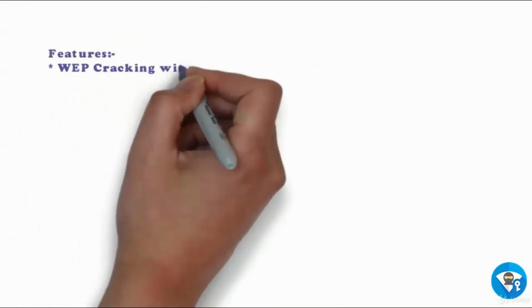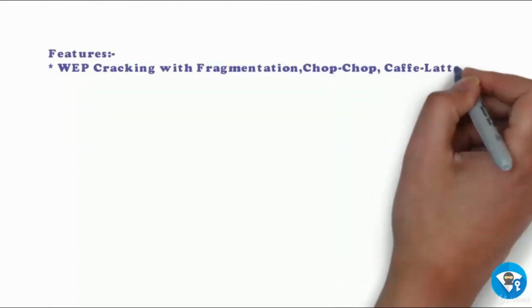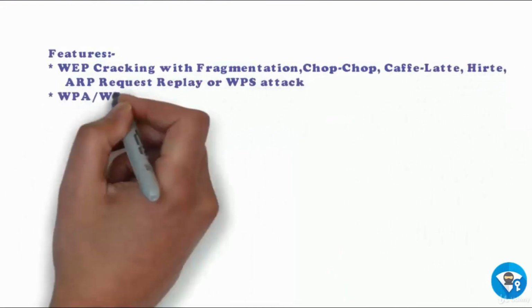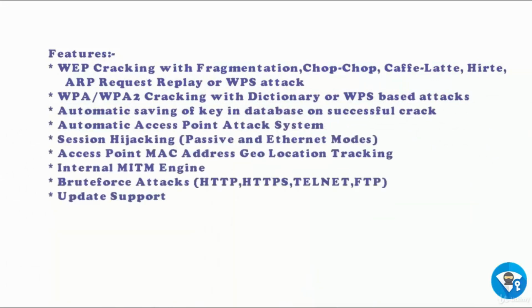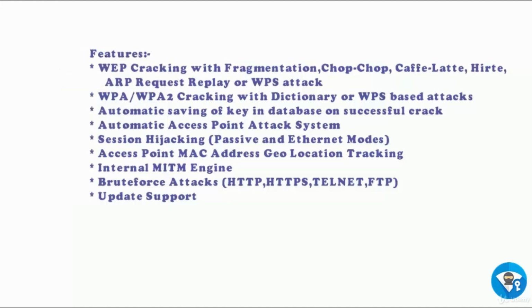Let's see the features of it. Fern Wi-Fi Cracker currently supports many features: WEP cracking with fragmentation, chop-chop, caffe-latte, hirte, ARP request replay or WPS attack, WPA/WPA2 cracking with dictionary or WPS-based attacks, automatic saving of key in database on successful crack, automatic access point attack system, session hijacking, passive and Ethernet modes, access point MAC address geolocation tracking, internal MITM engine, brute force attacks like HTTP, HTTPS, Telnet, FTP, and update support.